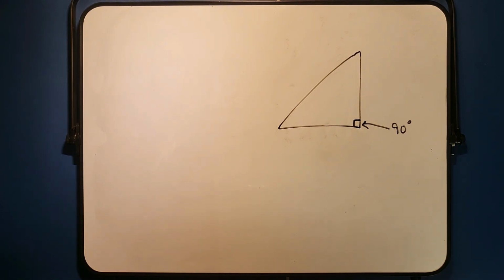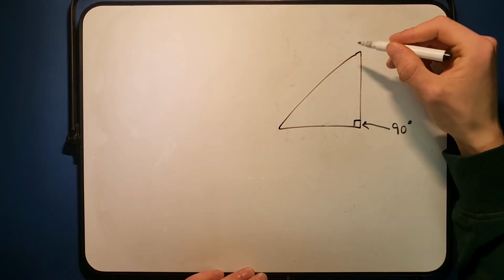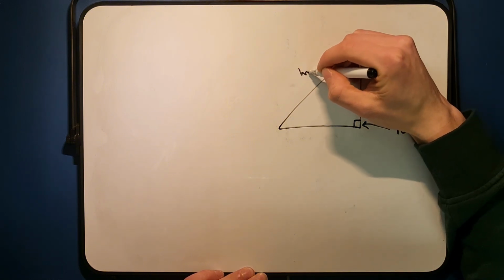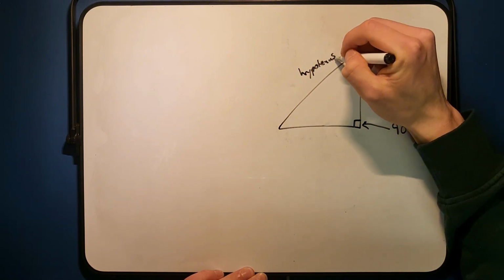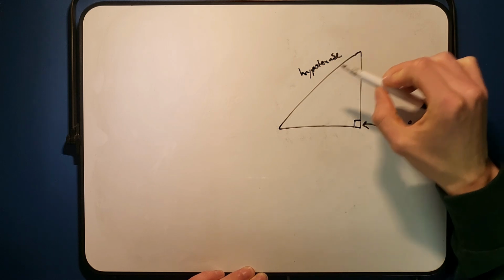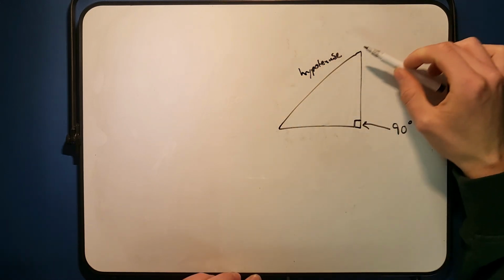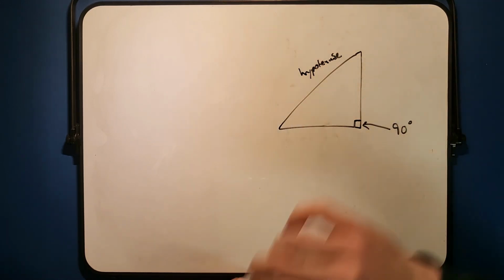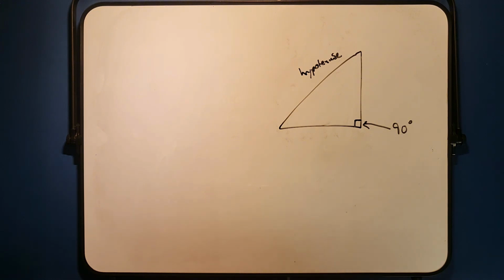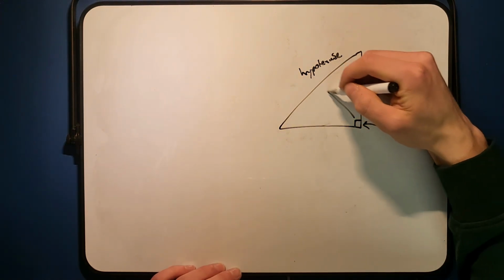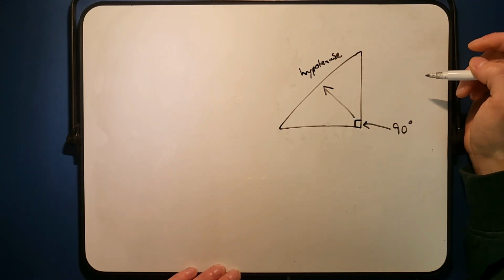Now the last thing that we need to know is the hypotenuse. The hypotenuse is the longest side on a triangle in length. So in this case, right here, this would be our hypotenuse. This side, this length, is longer than these two lengths. Another way to remember it, with right angled triangles, the hypotenuse will always be opposite the 90-degree angle.